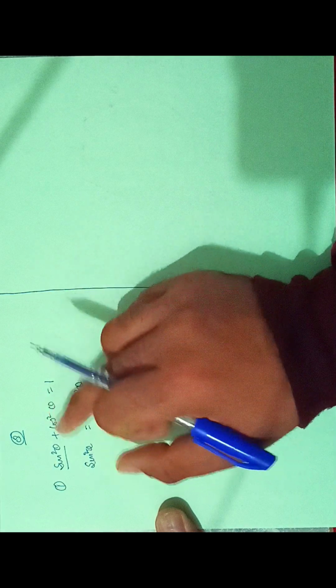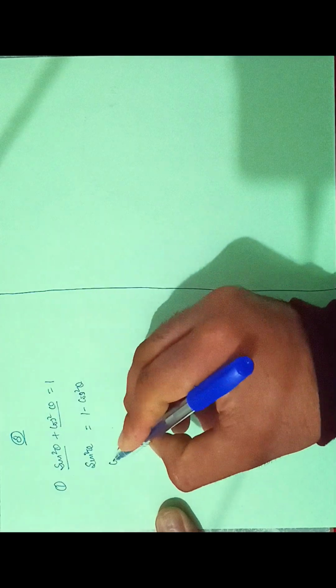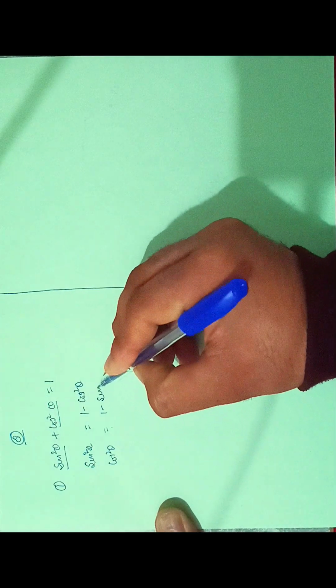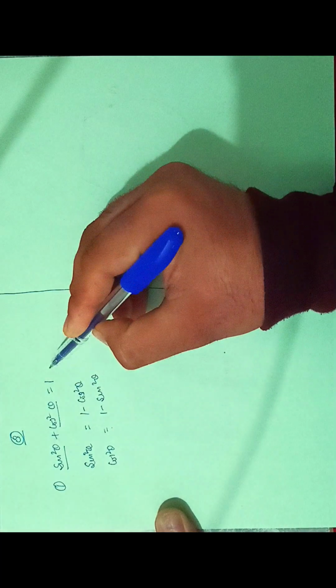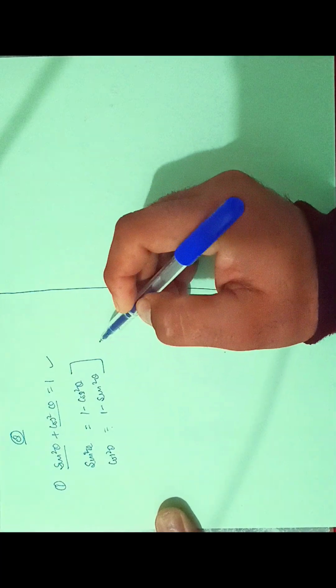and if 1 minus cos square theta is given somewhere, I can use sin square theta instead. Likewise, if you put cos square theta on this side and transpose sin square theta to the other side, then it will be 1 minus sin square theta. So from the first identity, you have to remember these two results as well.